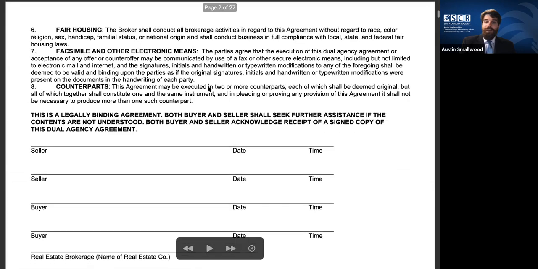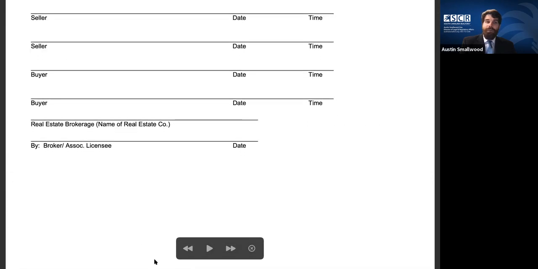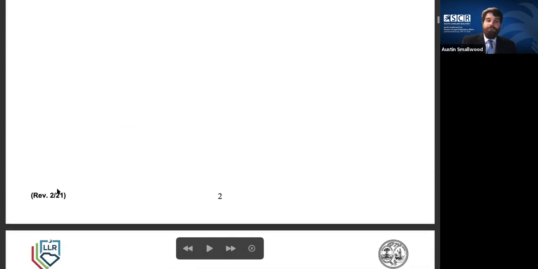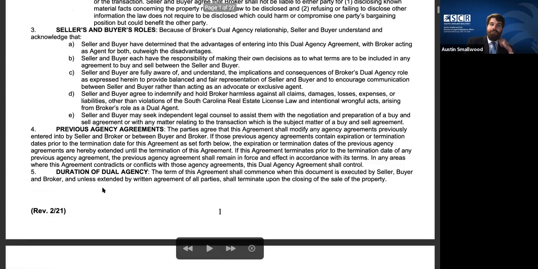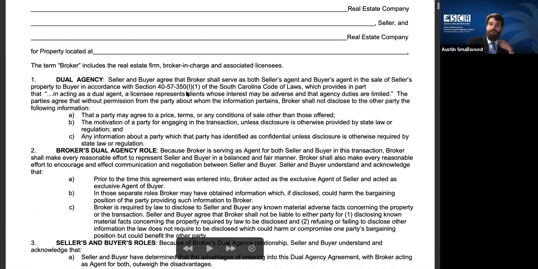The easiest way to know that is there is a revision date at the bottom here of 2/21. So make sure that the dual agency agreement that you're using has a revision date of 2/21 and that the code section that is in number 1 is 350. That is the only change that was made to the dual agency form. Otherwise, the form is completely the same.